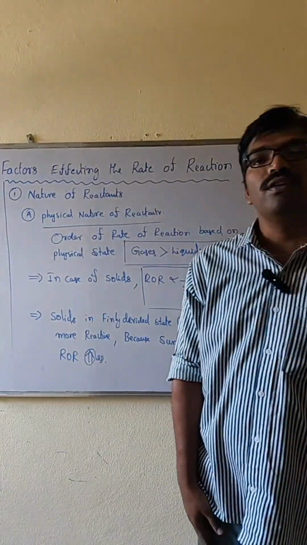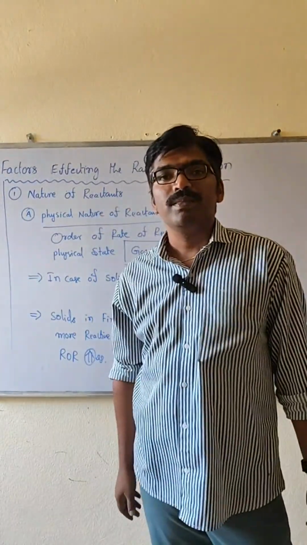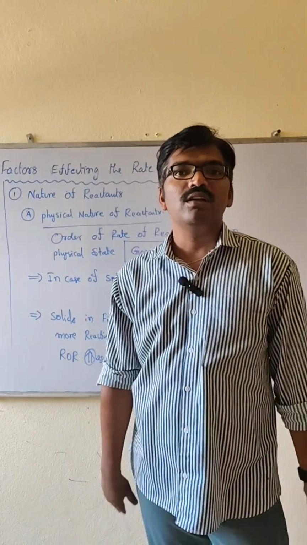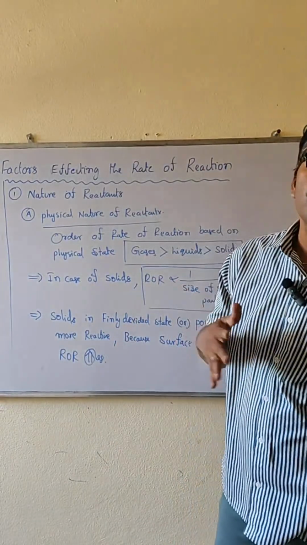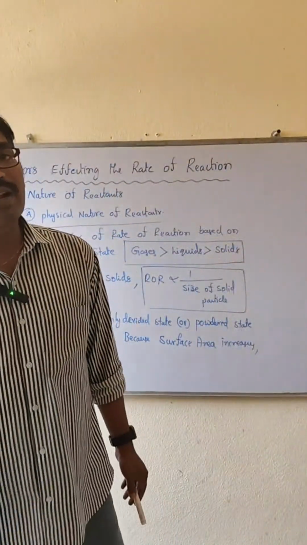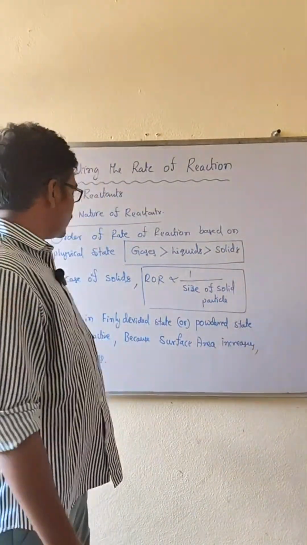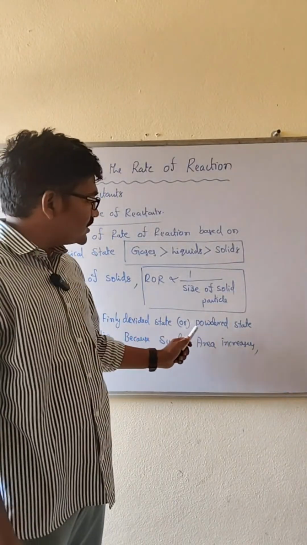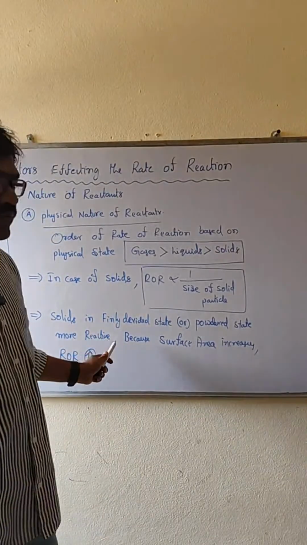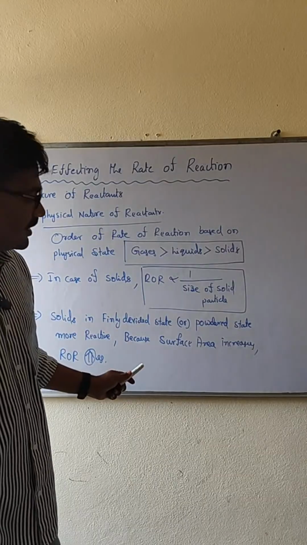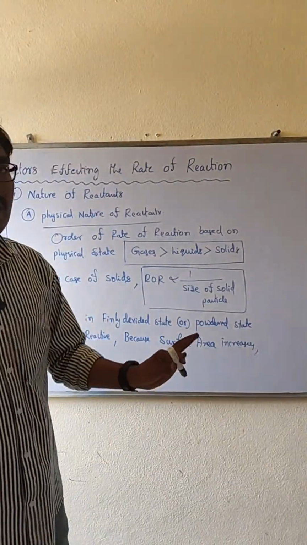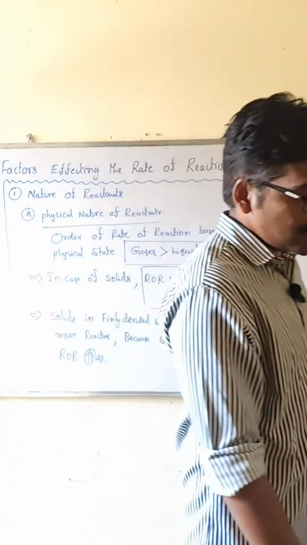In the physical nature of reactants, based on the physical state, gases are more reactive than liquids as well as solids. In case of solids, it depends upon the particle size. If the particle size is smaller, the rate of reaction increases. That is why solids in the finely divided or powdered state are more reactive, and the rate of reaction is greater. Why? Because the surface area increases, so the rate of reaction also increases. Do you understand, my dear students?